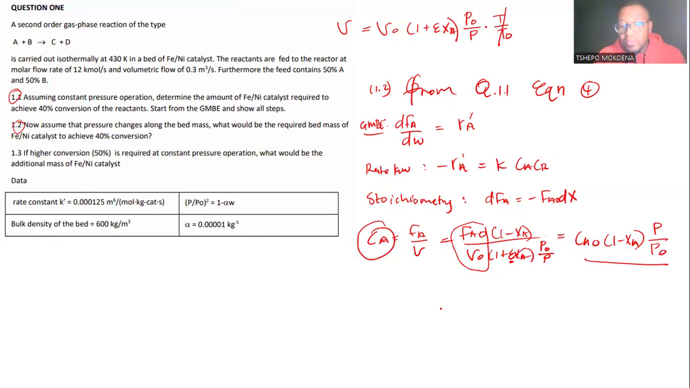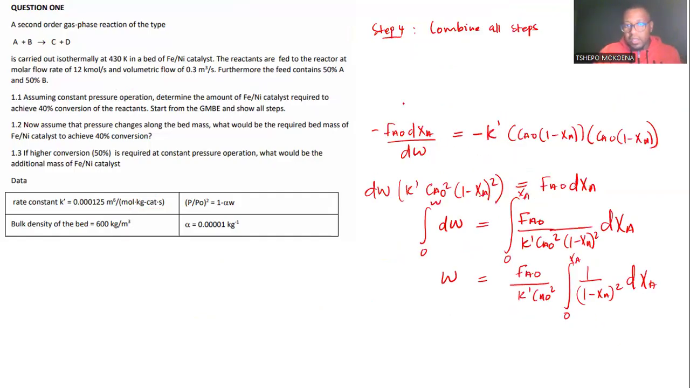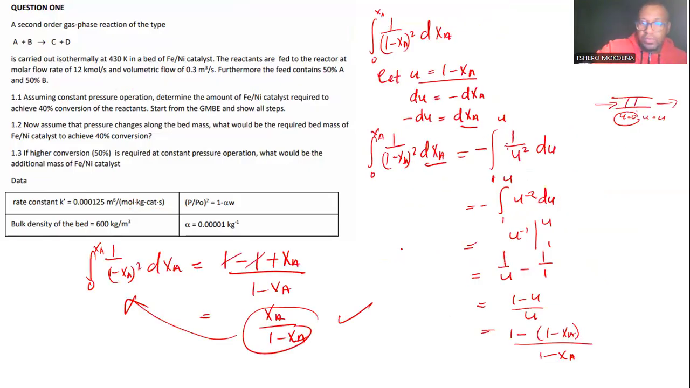And then from here, what are we going to do? It's simple. Combine the equations. Step number 4, combine all of these equations. So if we combine them, I'm going to take it from here, just to avoid confusing you. I'm just going to write it like this. Okay, that's what I'm going to do.